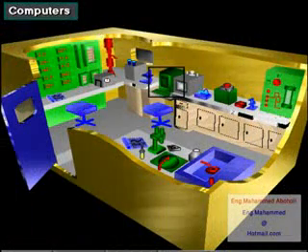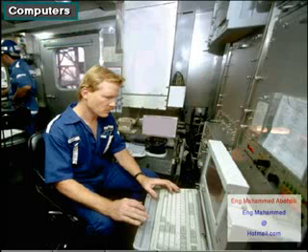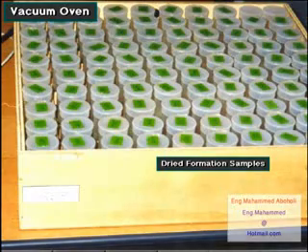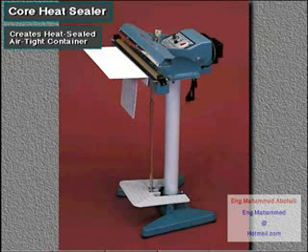Computers help mud loggers analyze, interpret, and report information they gain from mud logging equipment. In some logging units, powerful computers directly read drilling information, process it, and print out detailed reports on the status of the well. Mud loggers use a vacuum oven to dry out formation samples. Then, they evaluate the dried samples for further facts about the formations being drilled. Geologists use a core heat sealer to make an airtight container for cores. The heat-sealed airtight container keeps any formation fluids in a core from leaking out while it is being shipped to a core laboratory for analysis.